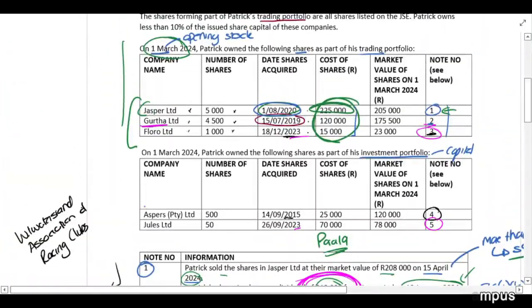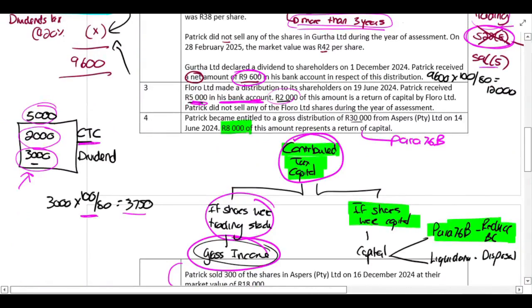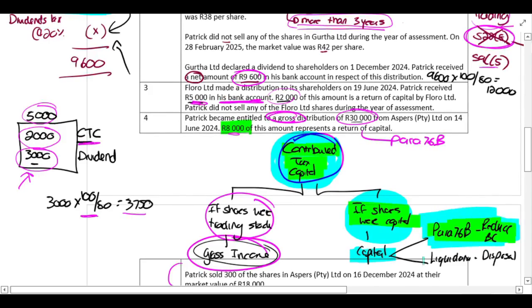Okay, now we have ASPERS number 4. So yeah, this is where you became entitled to a gross distribution of 30,000 gross, so that's before dividends tax. 8,000 of that is return of capital. So again, then we went and we said, okay, if you receive a return of capital, contributed tax capital, and you held it as capital, the shares, which is what the case is here, what do you do with it? You will have to apply paragraph 76B, unless it's a liquidation, when it's treated as a disposal. This is not a liquidation, so you apply paragraph 76B.